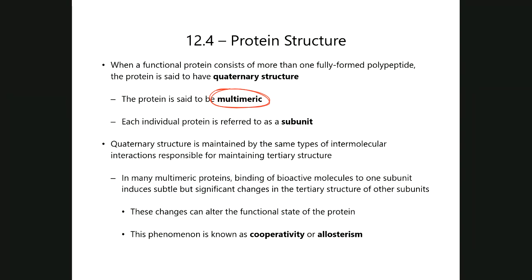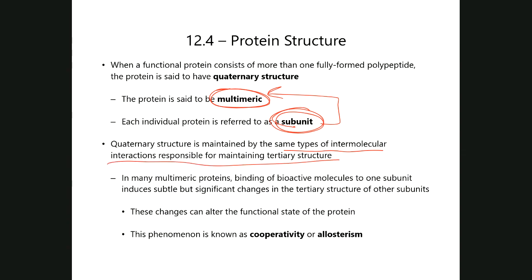All right, so when you have these types of proteins that have multiple subunits, as we call them, each individual piece is in and of itself fully formed. When they aggregate and assemble, each piece is referred to as a subunit, and we call the aggregate the multimer, if you will. It has multiple subunits. As we've said, the same types of intermolecular interactions are involved as in tertiary structure.